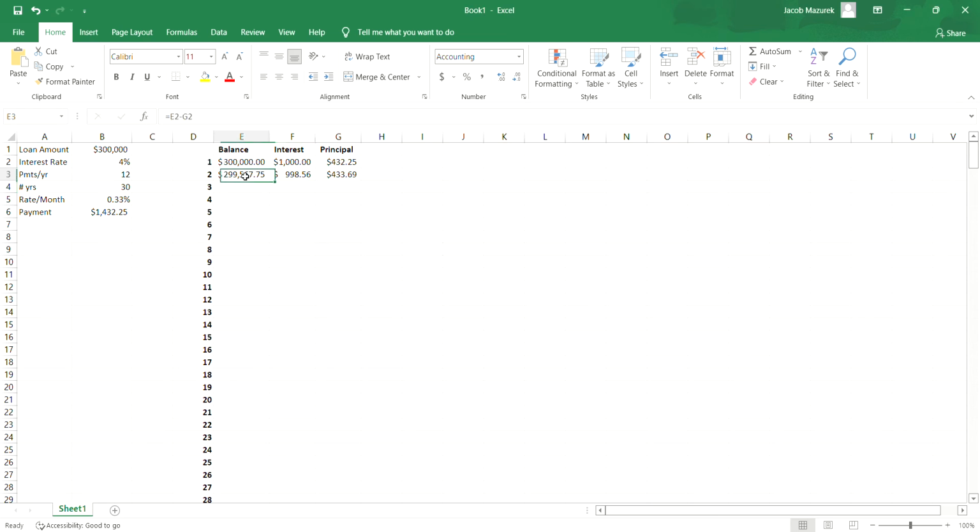So for the rest of this, all I have to do is select all three and pull down. Interest has gone down. The amount of principal has gone up. And so this means that the balance will be eaten away more steadily every single time we do this.